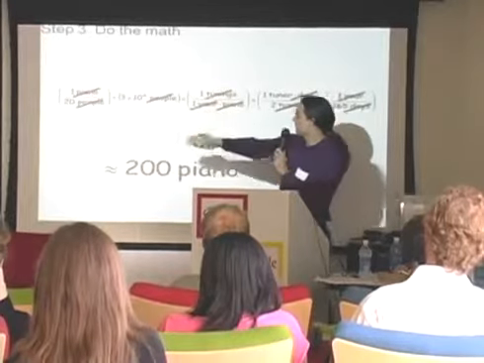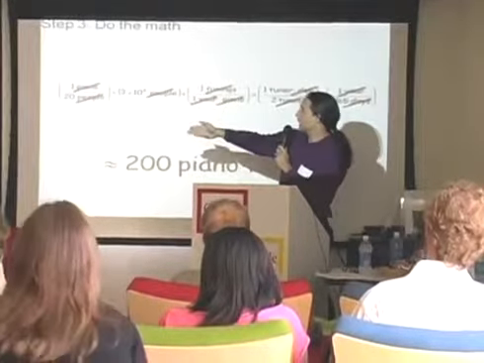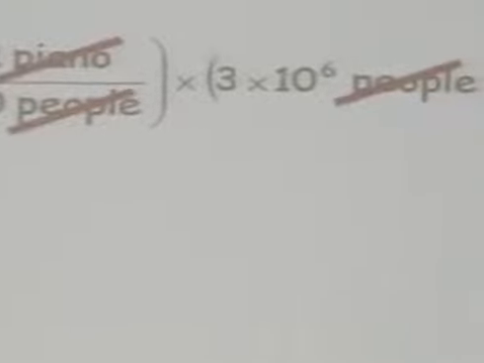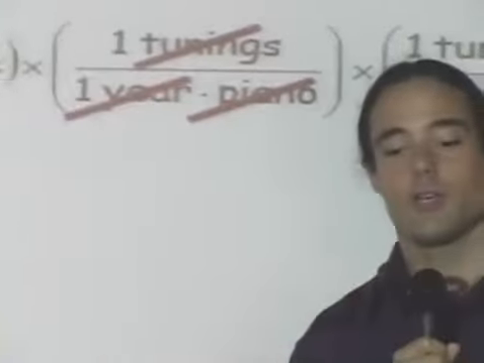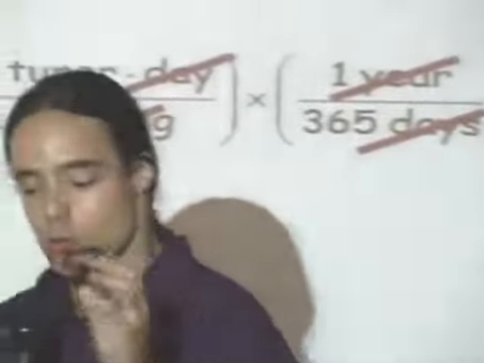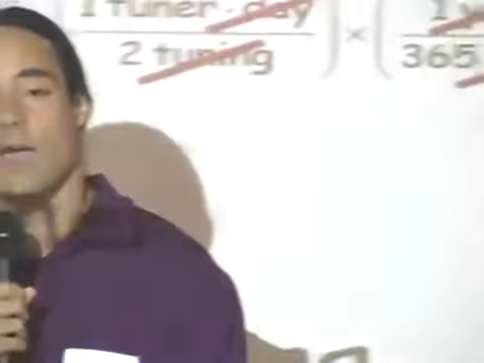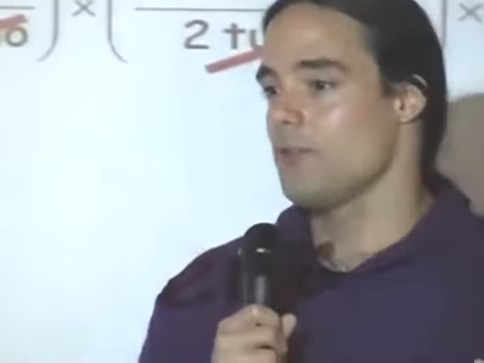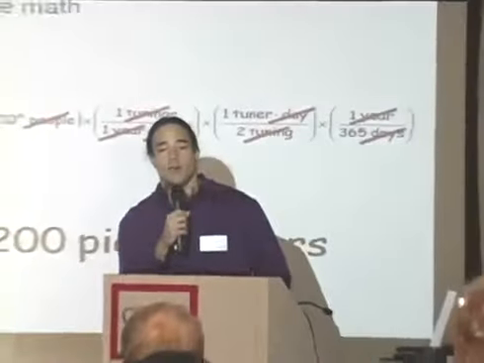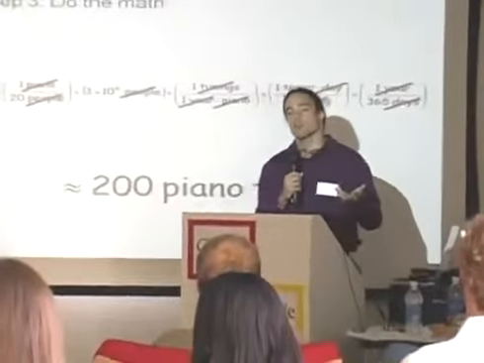So people will cancel with people, pianos will cancel with pianos, years cancel with years, days cancel with days, tunings cancel with tunings, and if you multiply all these numbers together, at the end of the day, you'll get about 200 piano tuners in Chicago. So starting from absolutely nothing, you really can just build up and figure out a way to come up with a reasonable answer. Now you might ask, how do you know that this is anything close to the actual number? Well, if you look in the Chicago Yellow Pages, there's about 40 listings for piano tuners.